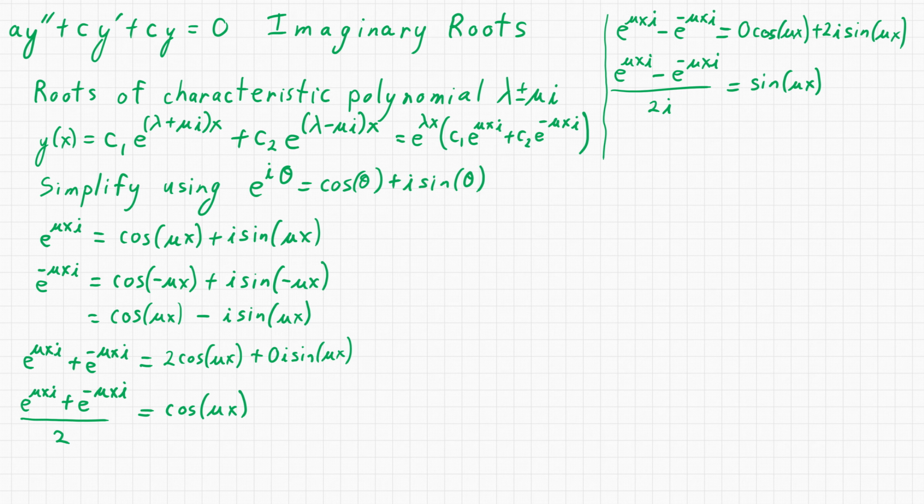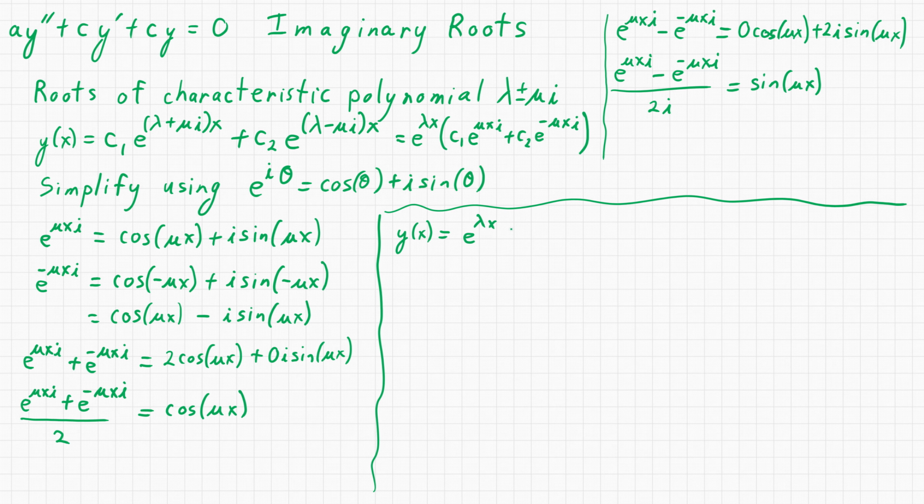All right, and now for another clever trick. So we have our solution here, y of x equals e to the lambda x times c1 e to the mu xi plus c2 e to the negative mu xi. And that's kind of similar to what we did, but we don't know that c1 and c2 are exactly equal to each other, we don't know they're equal and opposite, and they're not over 2. So it's a little hard to figure out how to do that, but we can pick new constants.